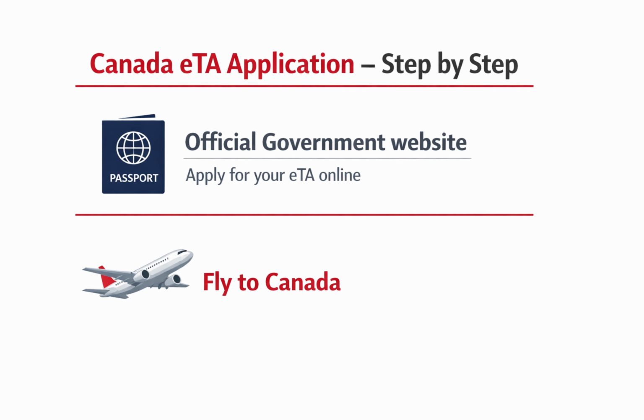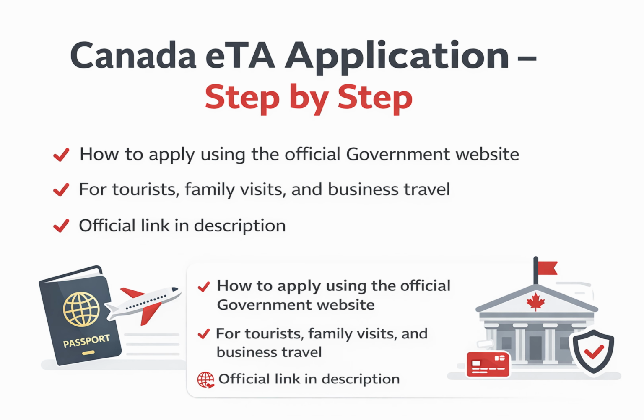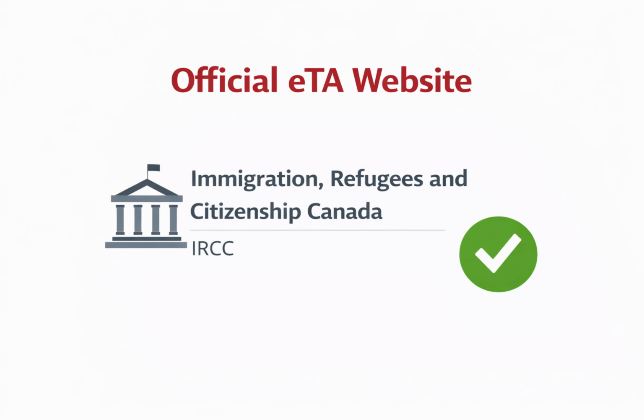Hello, everyone. If you are planning to fly to Canada, you may need an electronic travel authorization, also called an ETA. In this video, I will show you exactly how to apply for a Canada ETA, step by step, using the official Government of Canada website. This information is for tourists, family visitors, and short-term business travelers. Everything you see in this video is based on official Government of Canada sources, and we are going to post the official government link in the video description so you can access the correct page yourself.